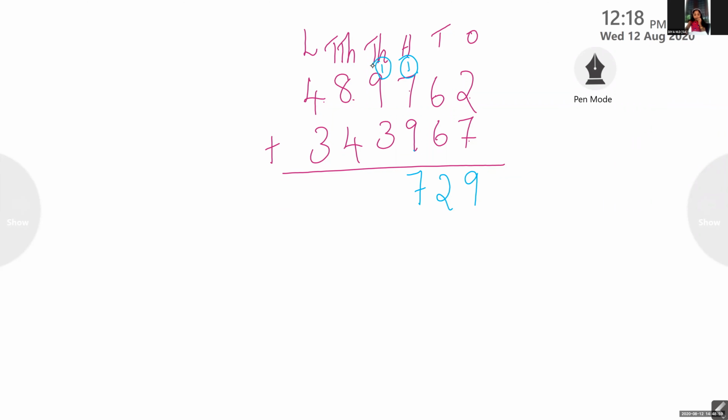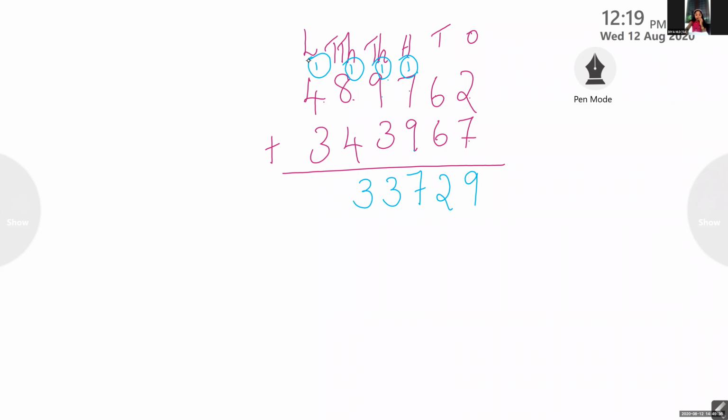1 carry over. These are very good. 1 plus 9 is 10, 10 plus 3 is 13. Carry over the 1. 1 plus 8 is 9. 9 plus 4 is 13. 1 carry over. 1 plus 4 is 5.